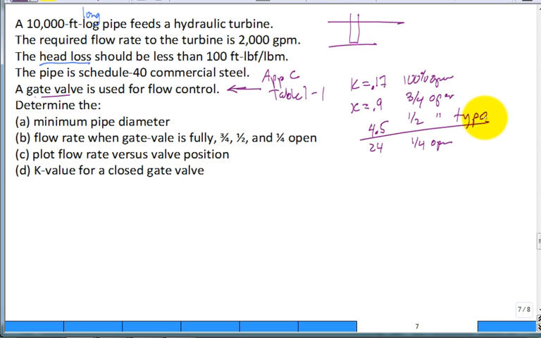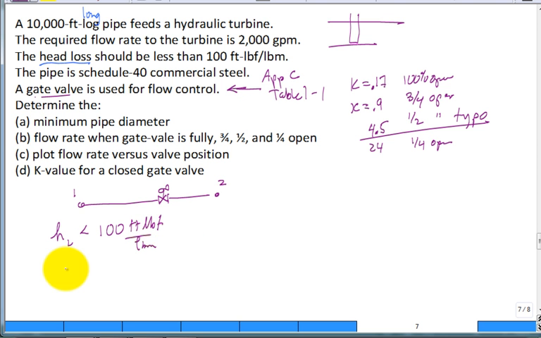So what you can do is, you probably want to do Bernoulli. Start here, you have a straight run, put a valve in it that's controllable, and there's the end. So 1 to 2. They didn't tell me about the entrance to 1 or the exit to 2 or anything like that, right? And they said the head loss needs to be less than the 100 foot-pound force per pound mass. Okay.